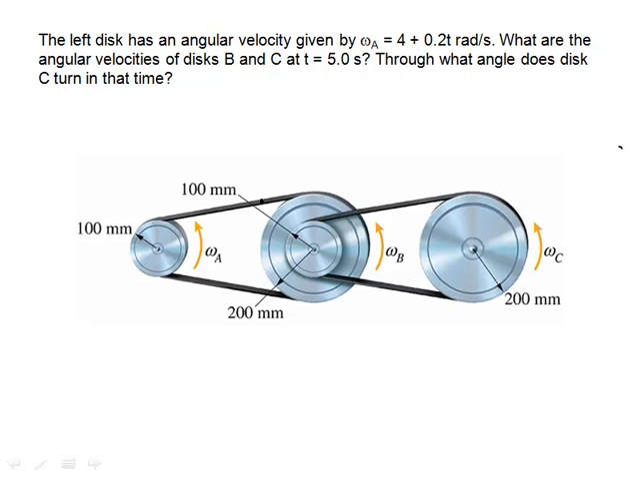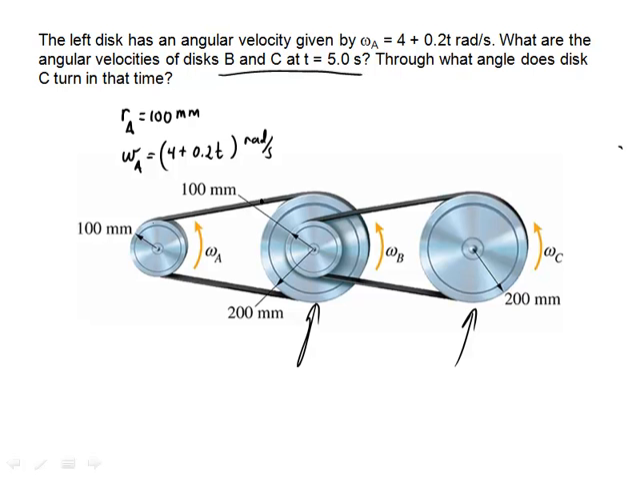Alright, so let's take a look at a problem. Here I have a couple of belt-driven pulley systems. Here's pulley A, and it's got a radius of 100 millimeters, so r sub A is 100 millimeters, and it's moving with a rotational or angular velocity of 4 plus 0.2 t radians per second. Now what we're interested in is the angular velocity of B here and C here. And the problem actually says at 5 seconds. We're not going to worry about that. We just want to do this generically.